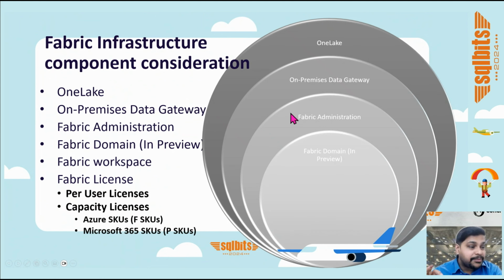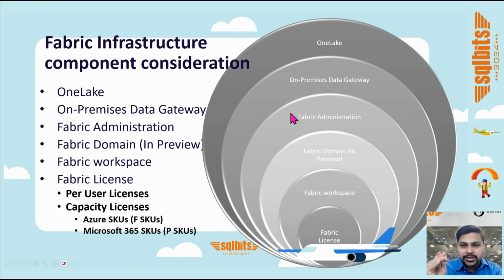Then you have Fabric domains, still in preview, but you need to understand that you can define a workspace inside the domain. I am sure there were various sessions that already happened at the SQLBits conference regarding domains in Fabric workspaces. Then you have the Fabric license at the last, which is that every workspace has certain licenses, right? These are the various infrastructure components you need to consider.